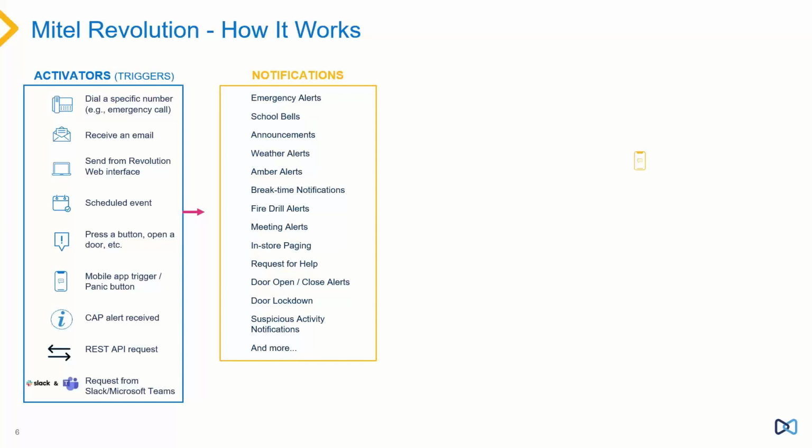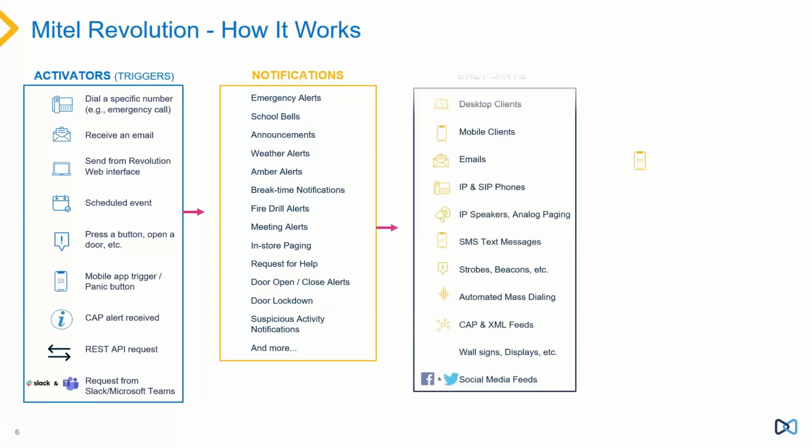In which case the activator for that might just be a schedule on a calendar. And the school bell might just be a sound, a wave file we play through the speakers. And then of course, other notifications: fire drills, alerts for meetings, start and stop times, security alerts for doors opening and closing. All of those can be set up and integrated. And of course, we can send those notifications to any number of endpoints.